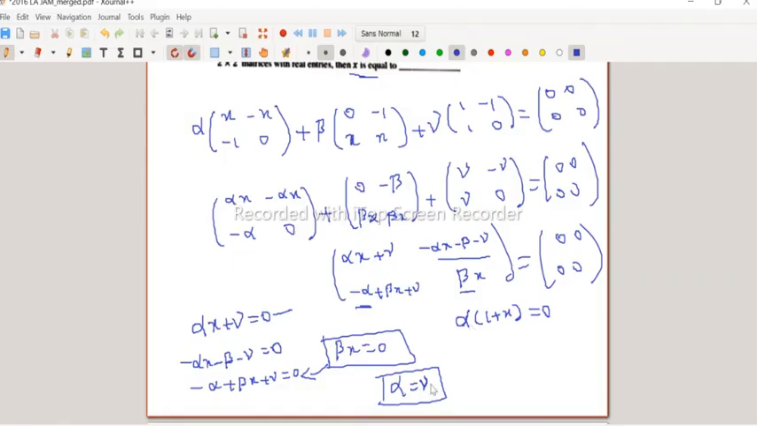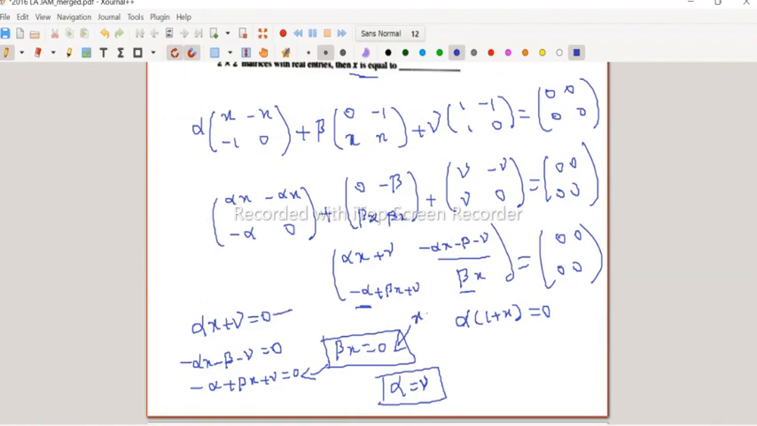Correct? So just substitute this value here, replacing gamma by alpha. You can take alpha outside, and we get alpha times (1 plus x) equal to 0. Again, the product of two numbers equal to 0, so one of the numbers should be 0: either alpha equal to 0 or 1 plus x equal to 0. Okay. Now, in this case, if beta into x equal to 0, either beta equal to 0 or x equal to 0.